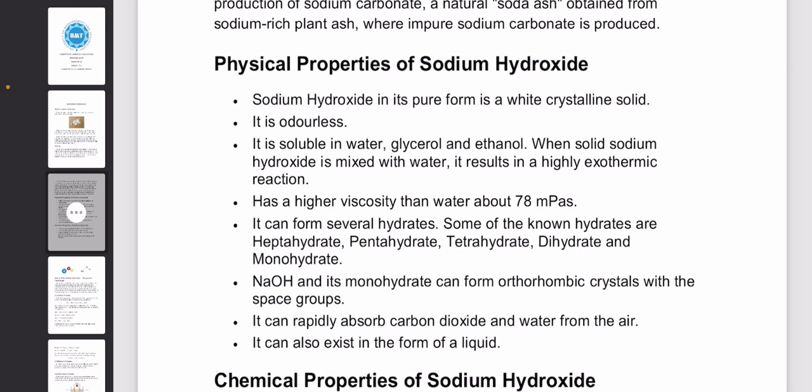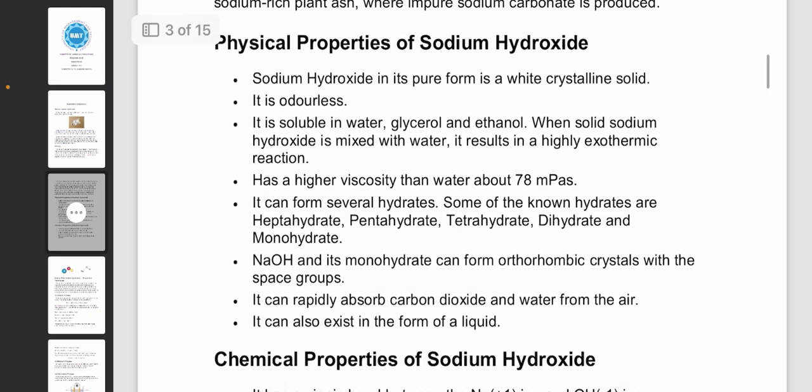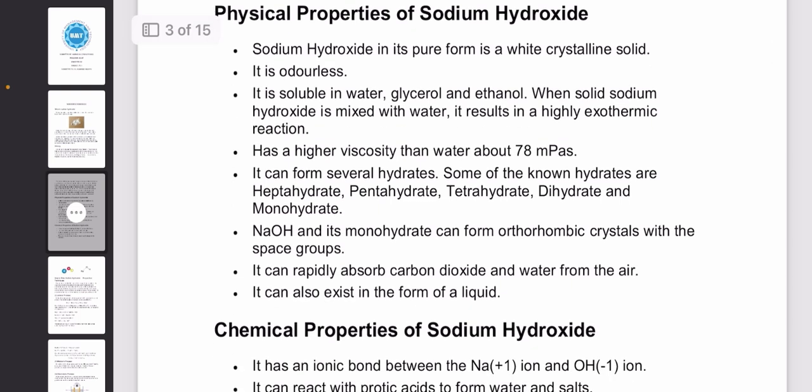Some physical properties of sodium hydroxide. As we can see in the above picture, it is a white crystalline solid. It is odorless. It is soluble in water, glycerol, and ethanol. When solid sodium hydroxide is mixed with water, it results in a highly exothermic reaction. It has a higher viscosity than water.